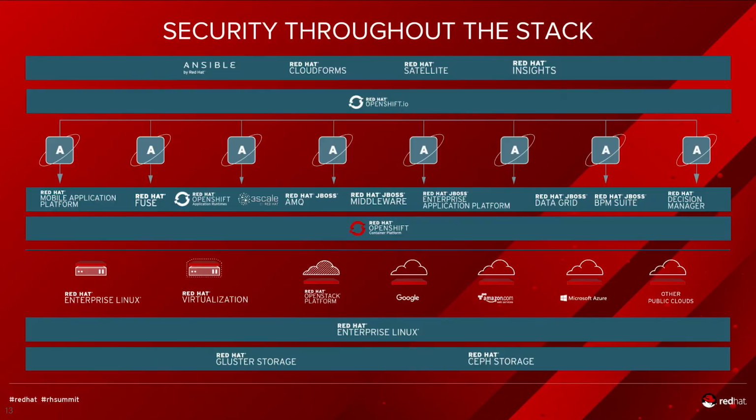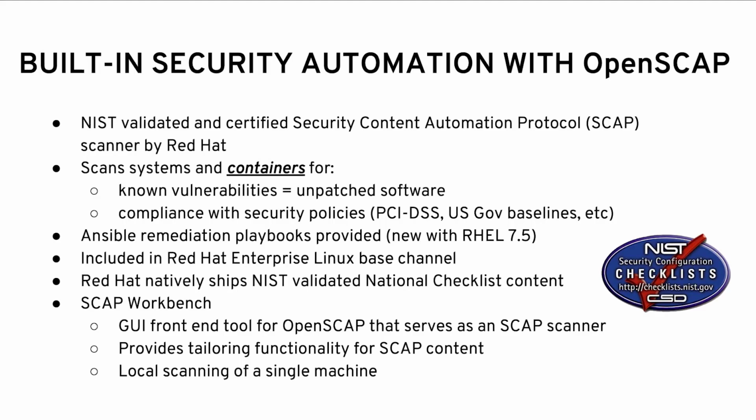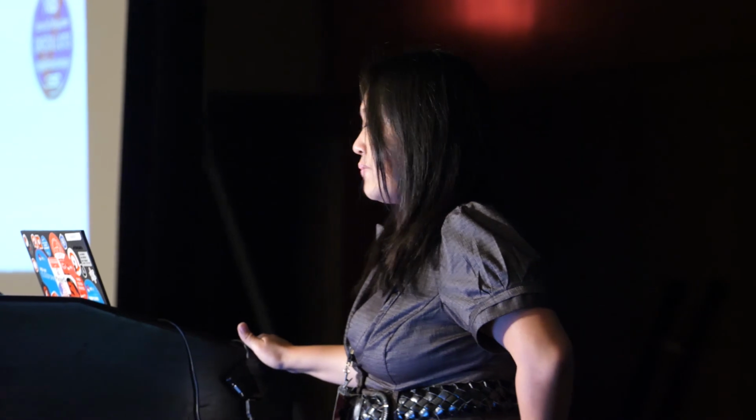Now, I want to start with OpenSCAP, which is built in. Many customers do not realize you have this for free. It is our built-in security automation tool, and it is our NIST validated and certified SCAP scanner by Red Hat. If you go to the SCAP website, there are other very expensive tools out there. Many customers are actually required to use them. Auditors will use them, like Qualys, Tenable Nessus, etc.